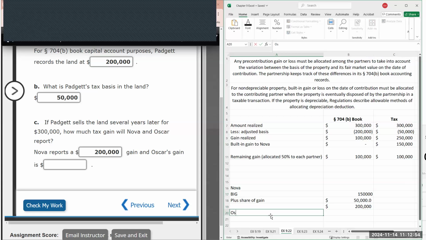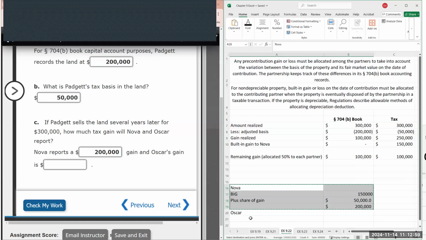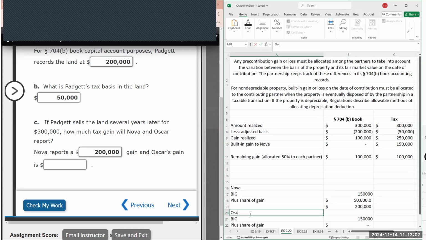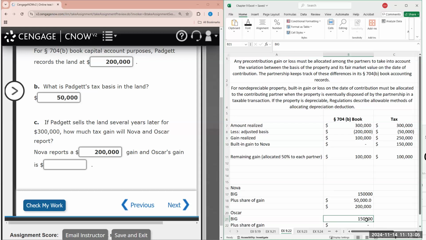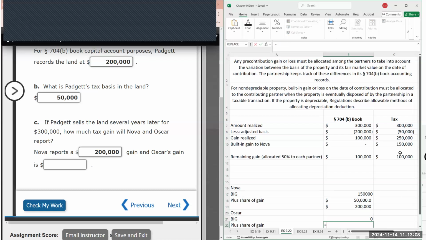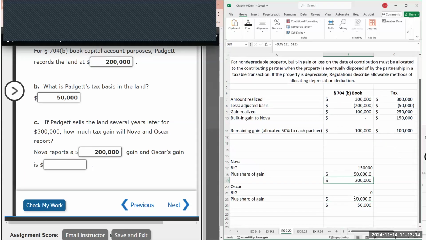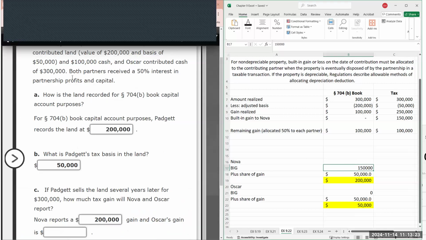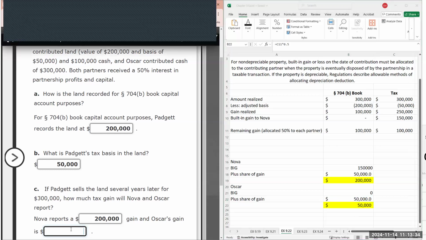So Oscar has no built-in gain, 0, but he does need to account for a share of the gain of 100,000, 50. So therefore, 200,000 represents the gain for Nova, 150,000 of which represents the built-in gain. The $50,000 basis in the land contributed at 200,000 plus her share of the gain. Oscar, on the other hand, has no built-in gain, but his share of the gain would be $50,000.